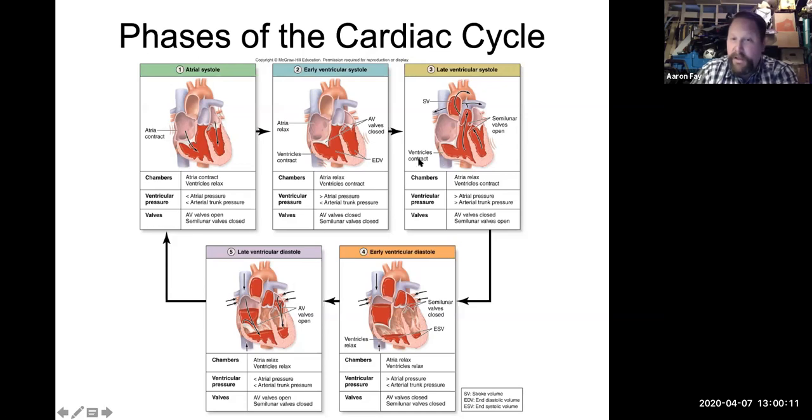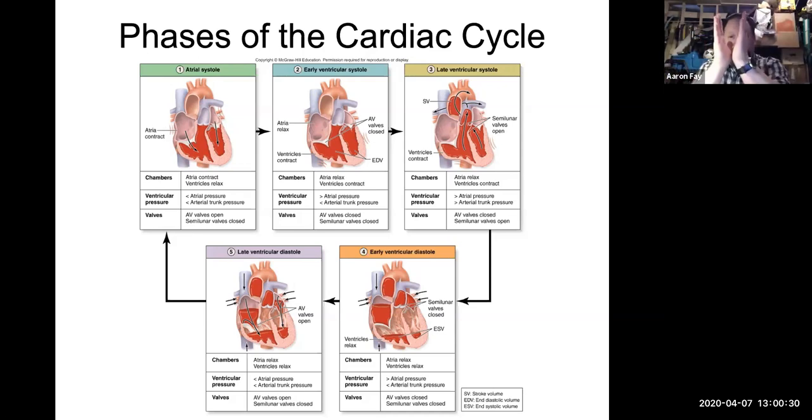Moving on to late ventricular systole, complete contraction of the ventricles. Now we have maximum pressure. Now the pressure in the ventricles exceeds the pressure in the arteries, and the semilunar valves open and blood is allowed to escape.